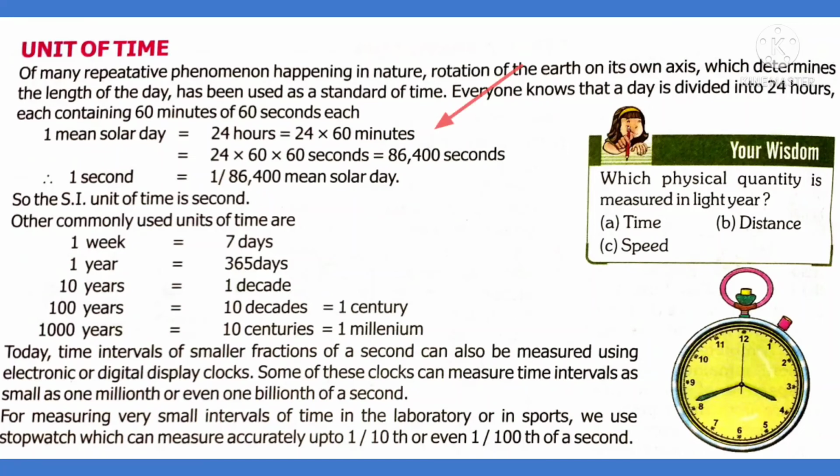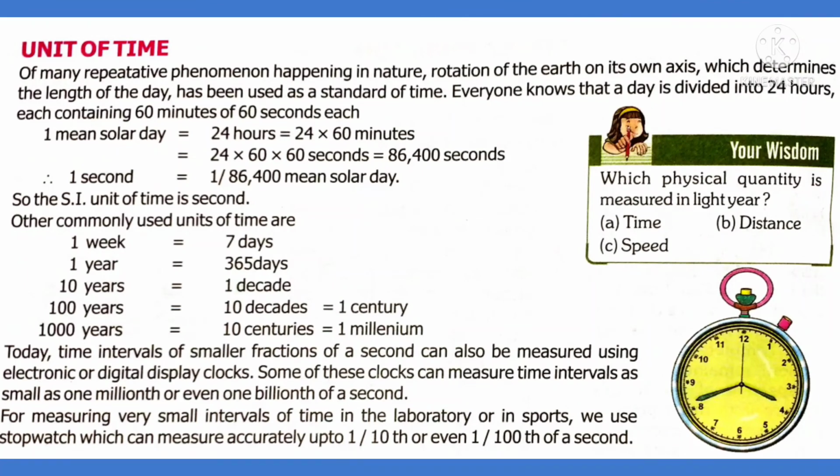1 second is equal to 1 by 86,400 of a mean solar day. This unit you have to remember. The SI unit of time is second. Also you know that 1 decade consists of 10 years. Then 10 decades consist of 100 years. In the same way, 1 century means 100 years. Then 10 centuries means 1000 years, which is 1 millennium.